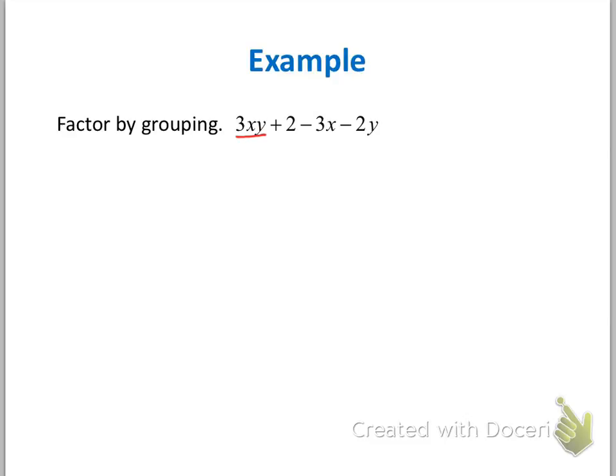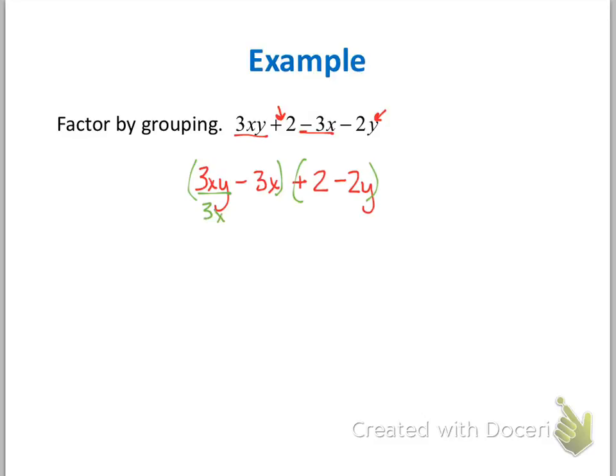I don't see a common factor. But, you know what I do notice? These two might have a common factor. And these two have a common factor. So I'm going to reorder this. I'm going to write 3xy minus 3x. And I'm going to write plus 2 minus 2y. So now my groupings look like this. Let's see what we can do.